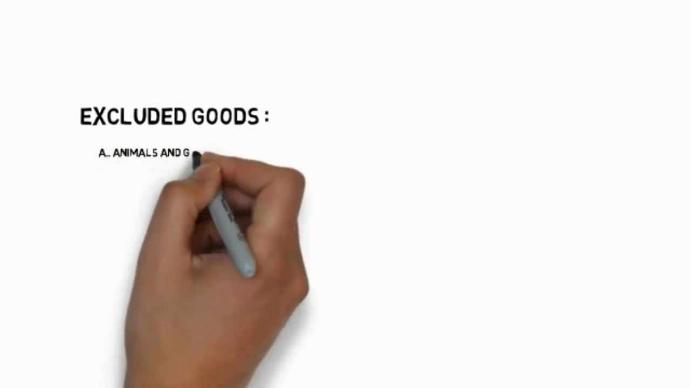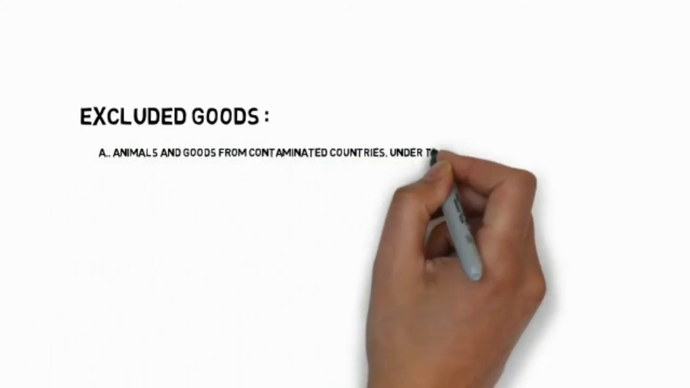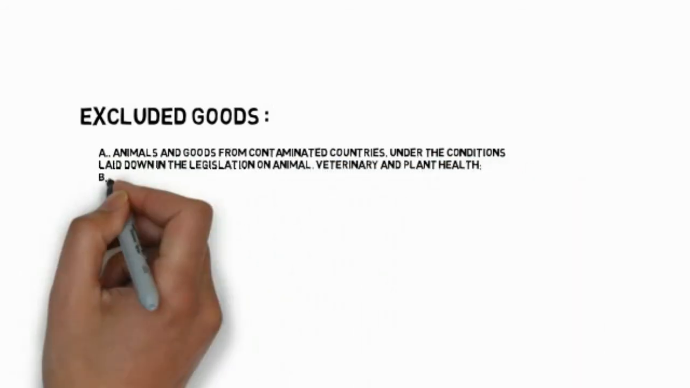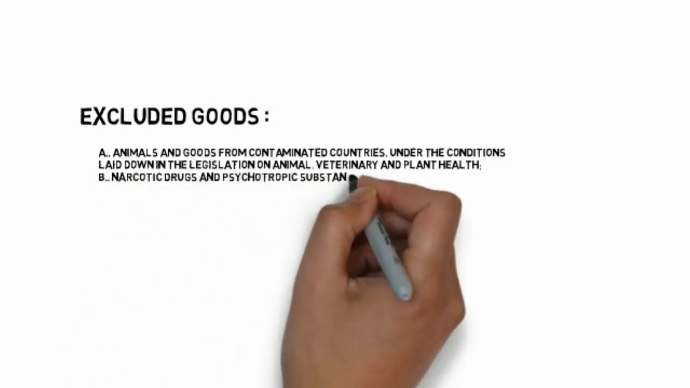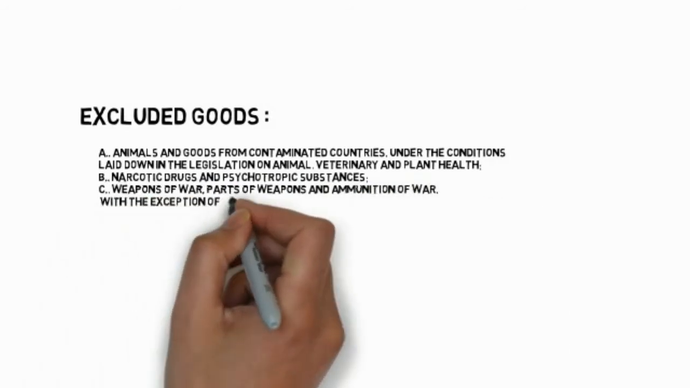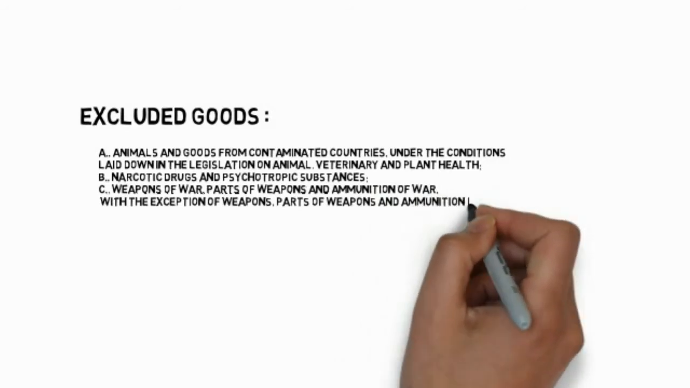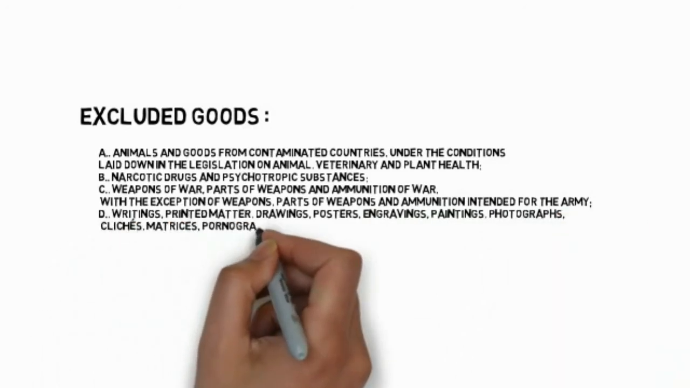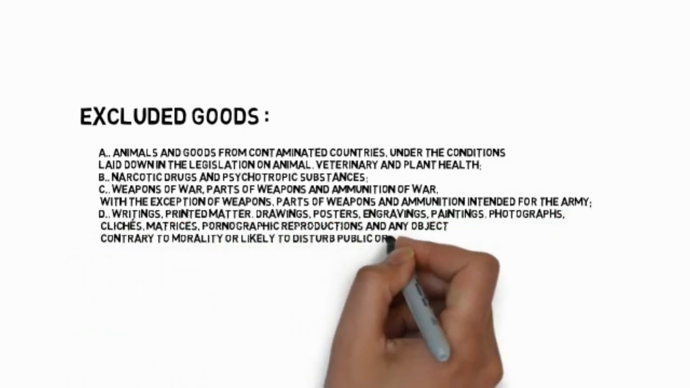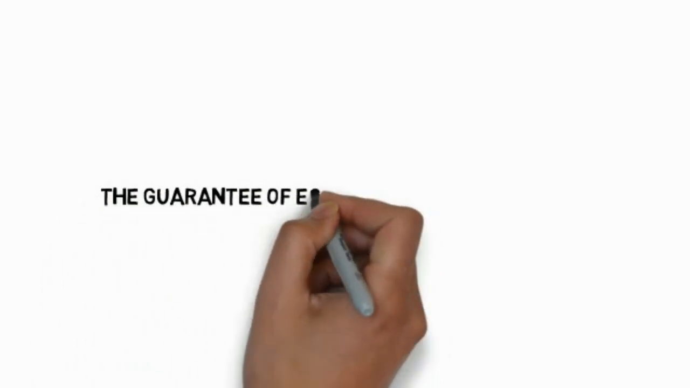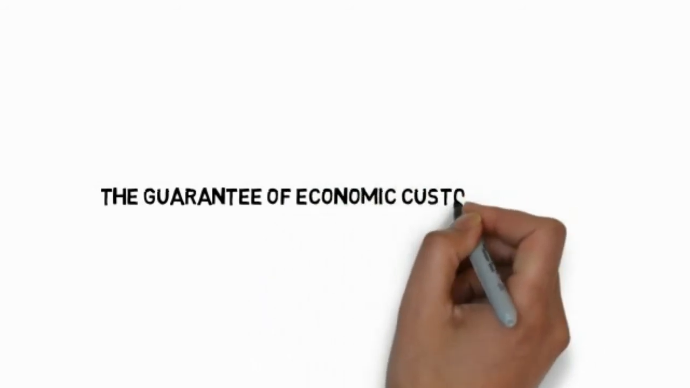Animals and goods from contaminated countries, under the conditions laid down in the legislation on animal, veterinary and plant health, B. Narcotic drugs and psychotropic substances, C. Weapons of war, parts of weapons and ammunition of war, with the exception of weapons, parts of weapons and ammunition intended for the Army, D. Writings, printed matter, drawings, posters, engravings, paintings, photographs, clichés, matrices, pornographic reproductions and any object contrary to morality or likely to disturb public order.